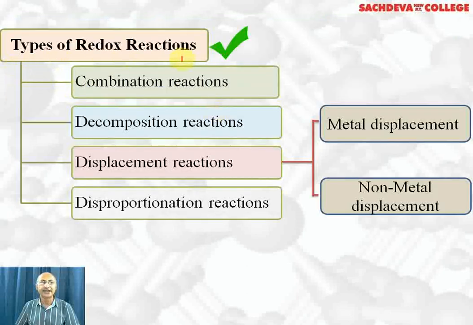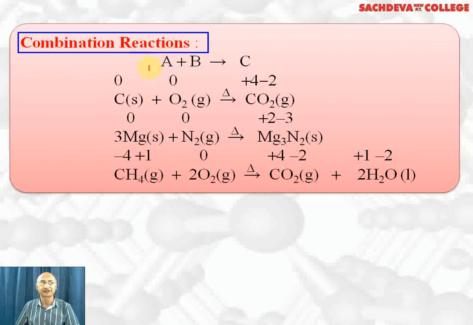Next, we are taking types of reaction. There are 4 types of reactions: combination reactions, decomposition reactions, displacement reactions, disproportionation reactions. Displacement reactions are of 2 types. One is metal displacement reaction, second is non-metal displacement reactions. First, we are taking combination reactions. When 2 elements combine to form a single compound, it is called combination reaction. For example, A plus B reacts to form C.